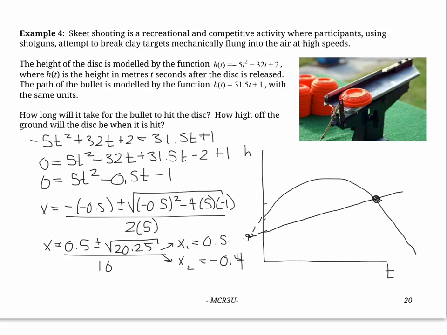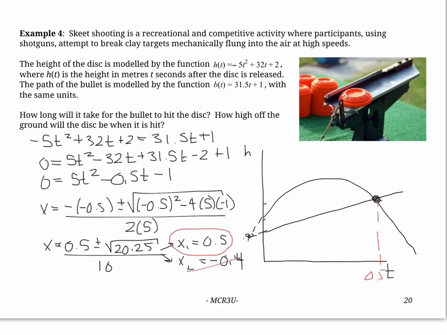So we have a positive solution and we have a negative solution. Clearly we can throw this negative solution out. It's extraneous. It happens in negative time. So we're not going to use this one, but we are going to use this one. This is the time, so it's after 0.5 seconds. Wow, that's quick. This is the time where the bullet actually hits the clay disc.